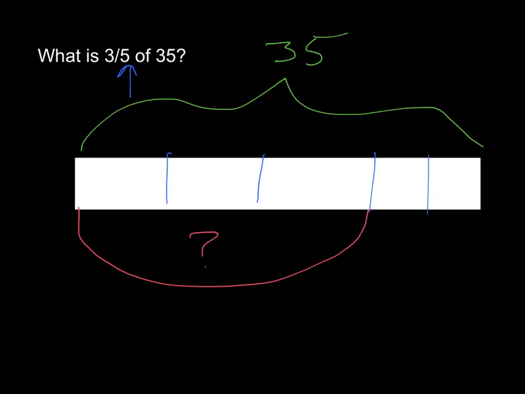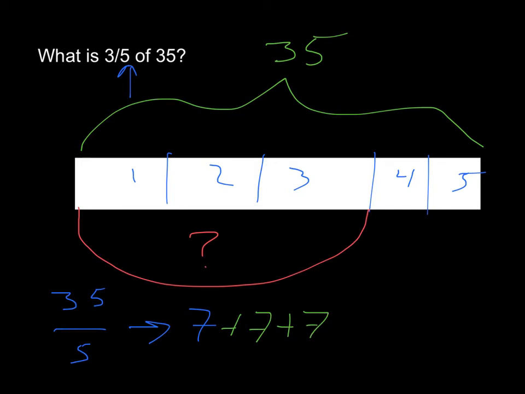So what I'm going to do is split those 35, the whole number that I have, over 5 different rectangles. I have 1, 2, 3, 4, and 5. If we remember, 35 over 5 is the same as 35 divided by 5, which is 7. So each of my 5 pieces is the same as 7. If I have 3 pieces, that's the same as 7 plus 7 plus 7, or 7 times 3, which is 21. So 3/5 of 35 is 21.